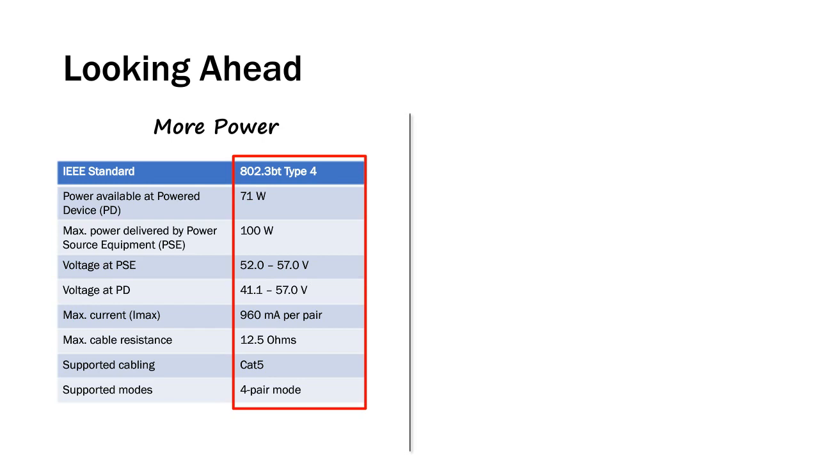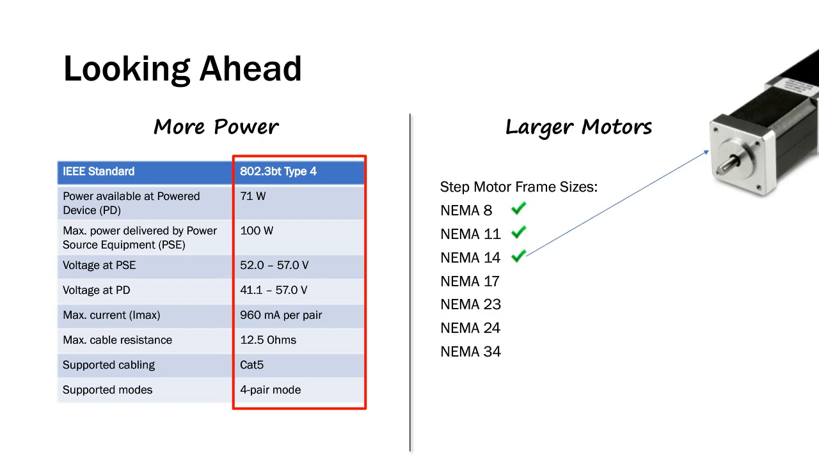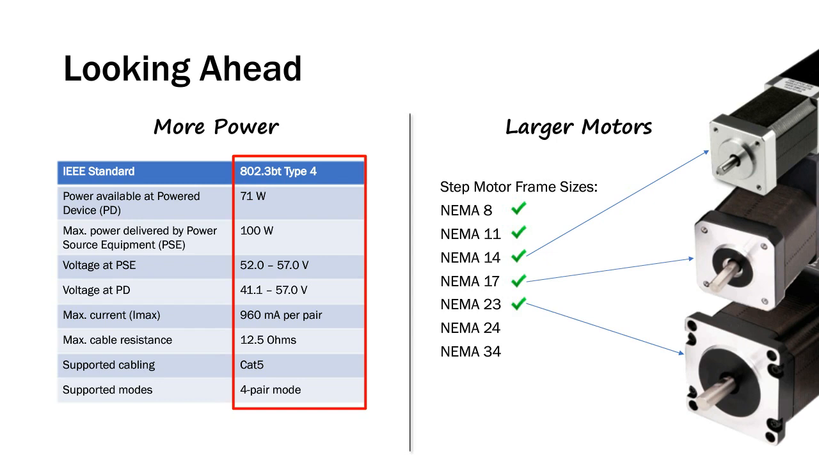But more power equals larger motors. So we're at NEMA 14 frame now. 71 watts will take us well into the NEMA 17 and 23 frame sizes and allow us to do even more applications with nothing but an Ethernet cable.